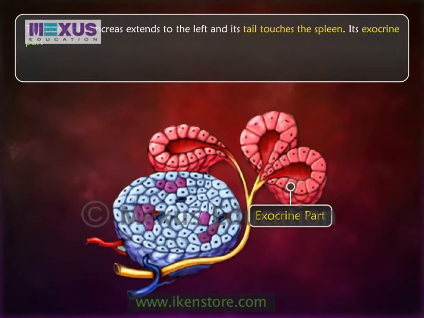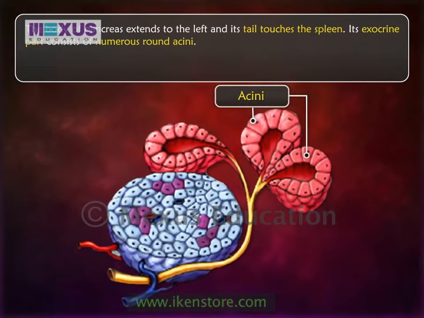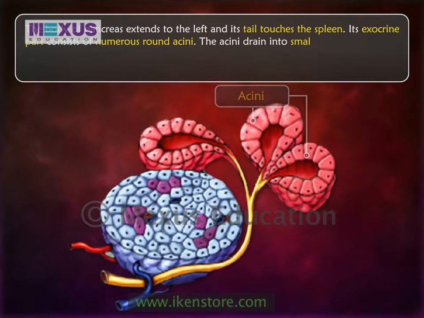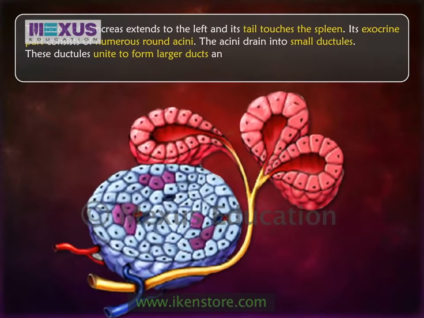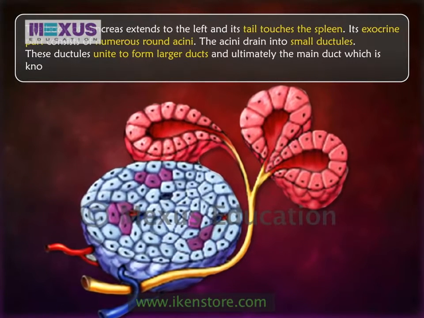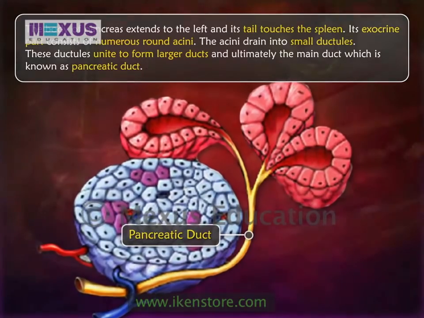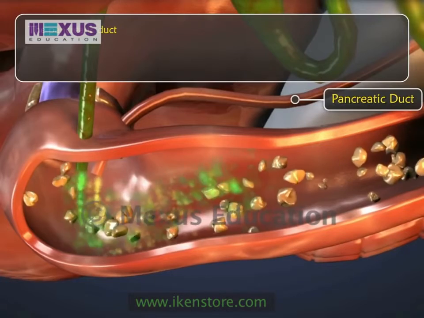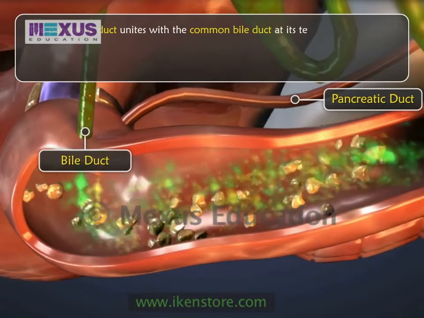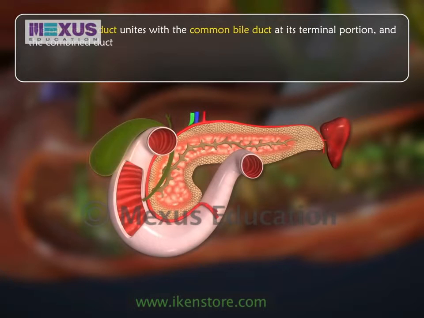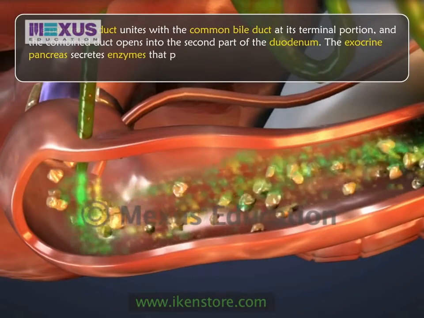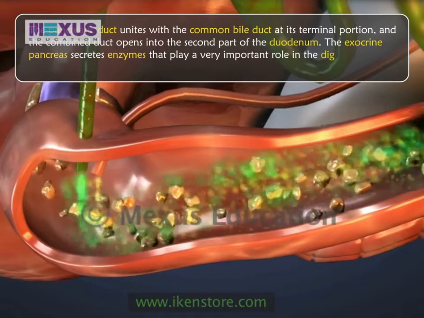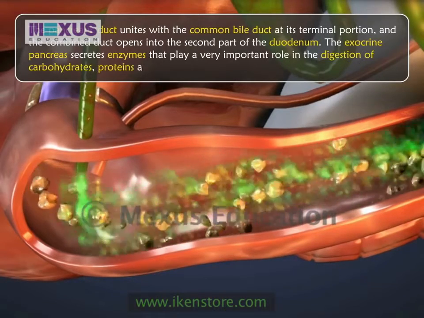Its exocrine part consists of numerous round acini. The acini drain into small ductules. These ductules unite to form larger ducts and ultimately the main duct, which is known as pancreatic duct. The pancreatic duct unites with a common bile duct at its terminal portion, and the combined duct opens into the second part of the duodenum. The exocrine pancreas secretes enzymes that play a very important role in the digestion of carbohydrates, proteins and fats.